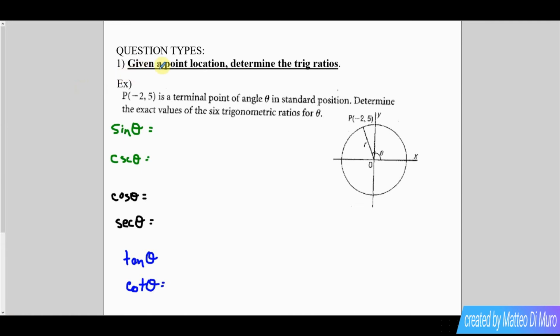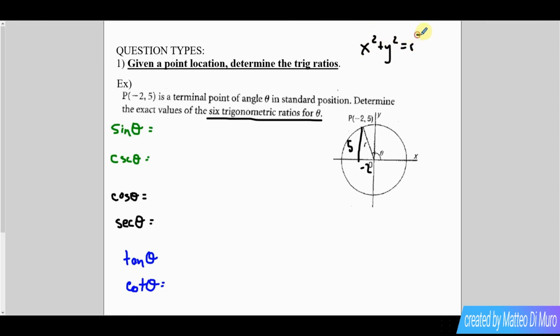Now we're going to go over a bunch of different question types. The first one is if I give you a point location and ask you to determine a bunch of trig ratios. We've seen the terminal point question. They drew us a nice little picture and are asking us to determine the exact values of the 6 trigonometric ratios for theta. They drew theta in standard position. We'll have our triangle like this, so we know this is -2, this is 5. We need to find r before we can find any trig ratio, so we're going to use this formula here.